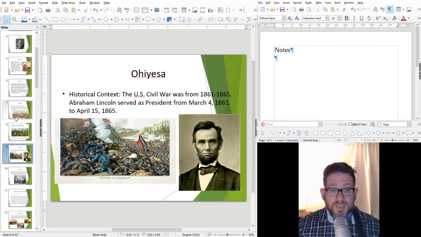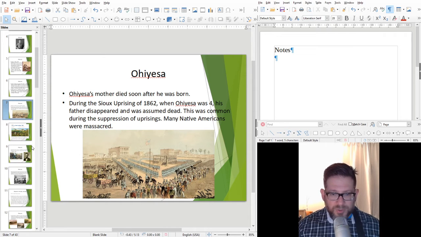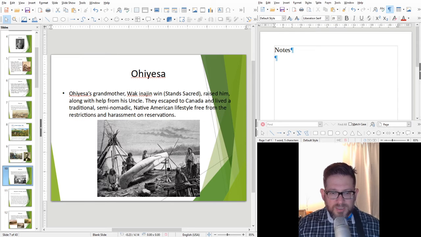So, what I do want to say is that Ohiyesa's father never returns. He's assumed dead, as most people who did not return were assumed dead, and most of them were. So Ohiyesa no longer has his mother or his father. So he ends up coming into the care of his grandmother and his uncle, and they don't want to go on the reservation.